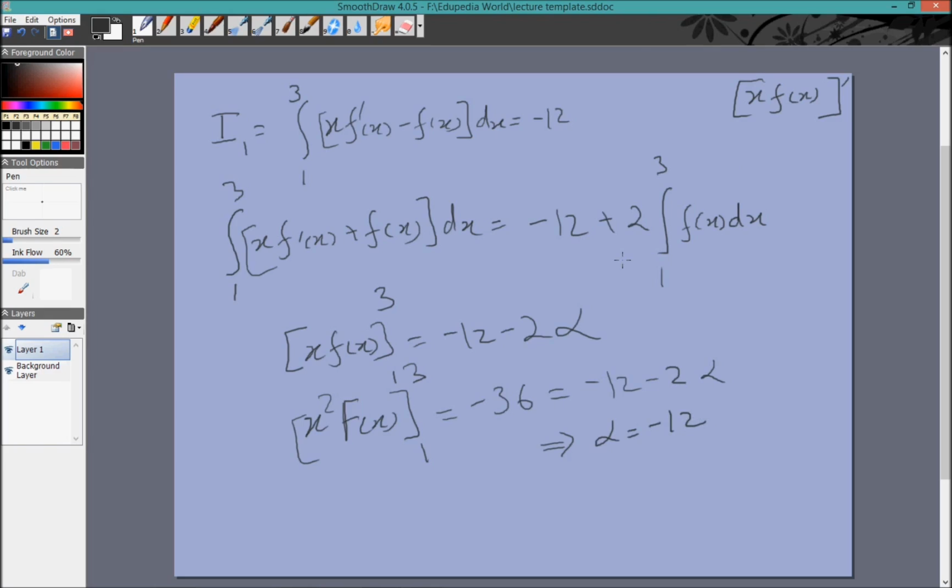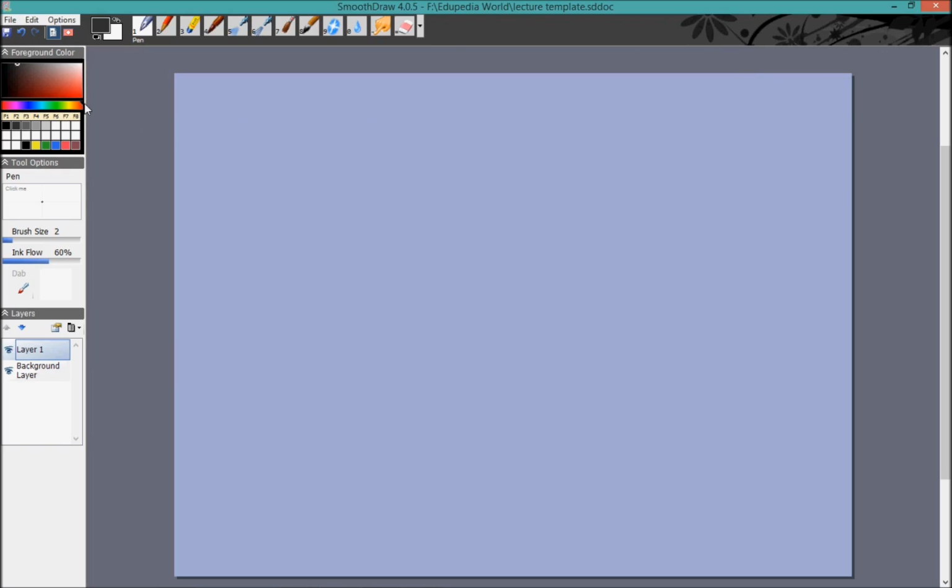Now before going on to the second integral, let's try to calculate the integral of x f'(x) first. I'm not going to write the limits anymore because it's cluttering things up, but all the limits are from 1 to 3. So the integral of x f'(x) minus (−12) is equal to −12. We are inputting the value of the integral of f(x) in this case. So this gives me the integral of x f'(x) is −24 from 1 to 3. This is the second result. We'll use both these results in I2.